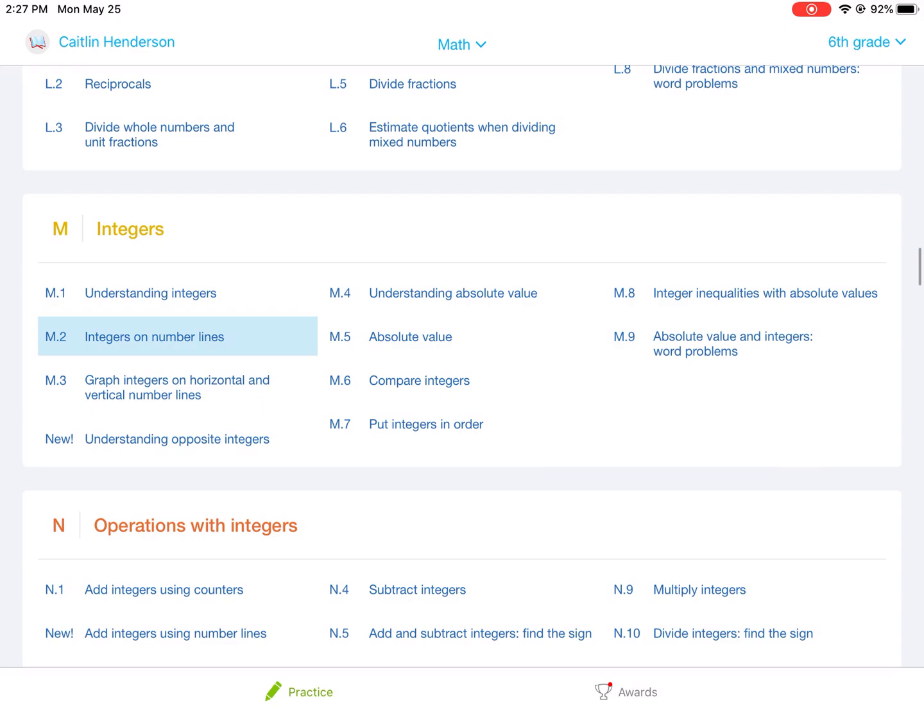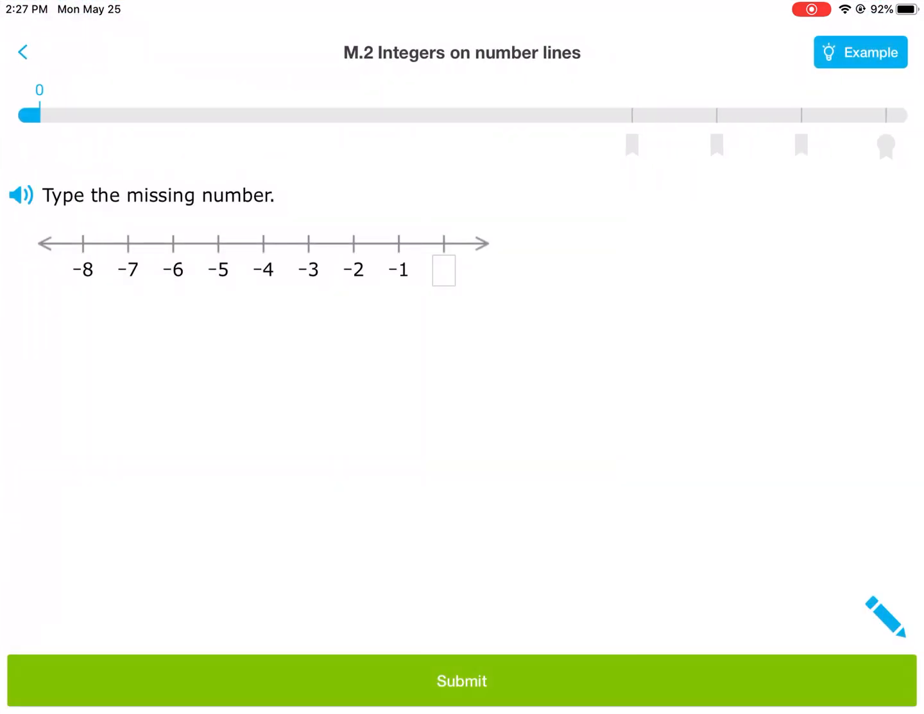All right, so M.2, integers on the number line. All you're going to be doing is, if you recall, integers are our positive, negative numbers, and 0. Okay, so you are going to simply start off just by typing the missing number. Remember, when we go to the right, our numbers are increasing in value. When we go to the left on a number line, our numbers are decreasing in value.